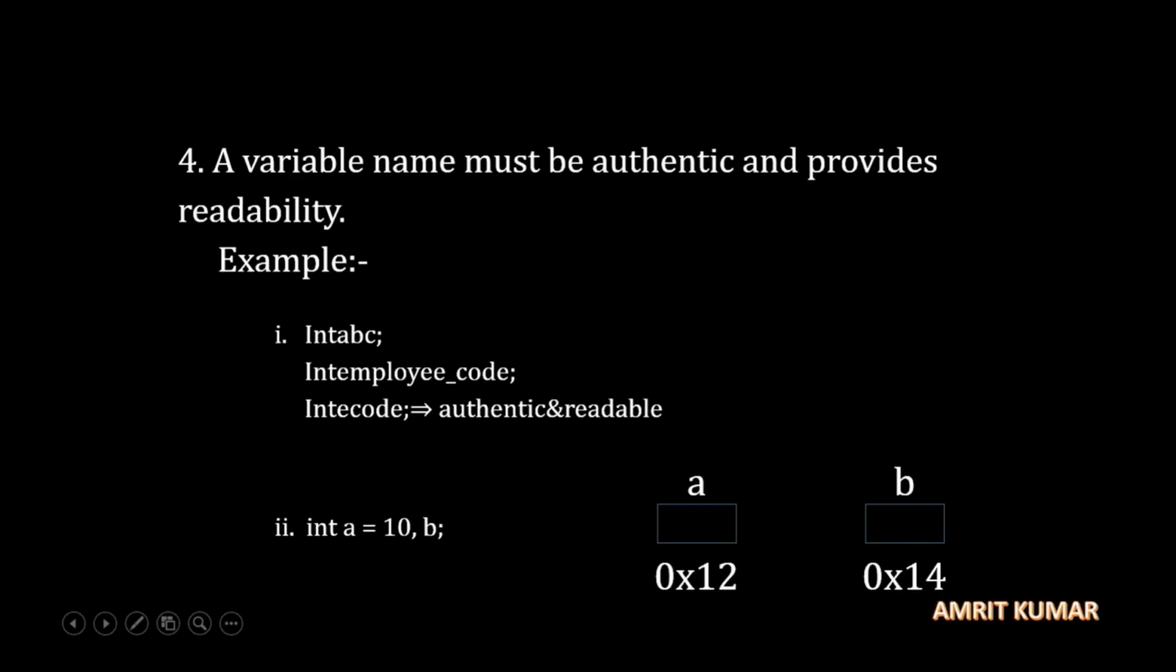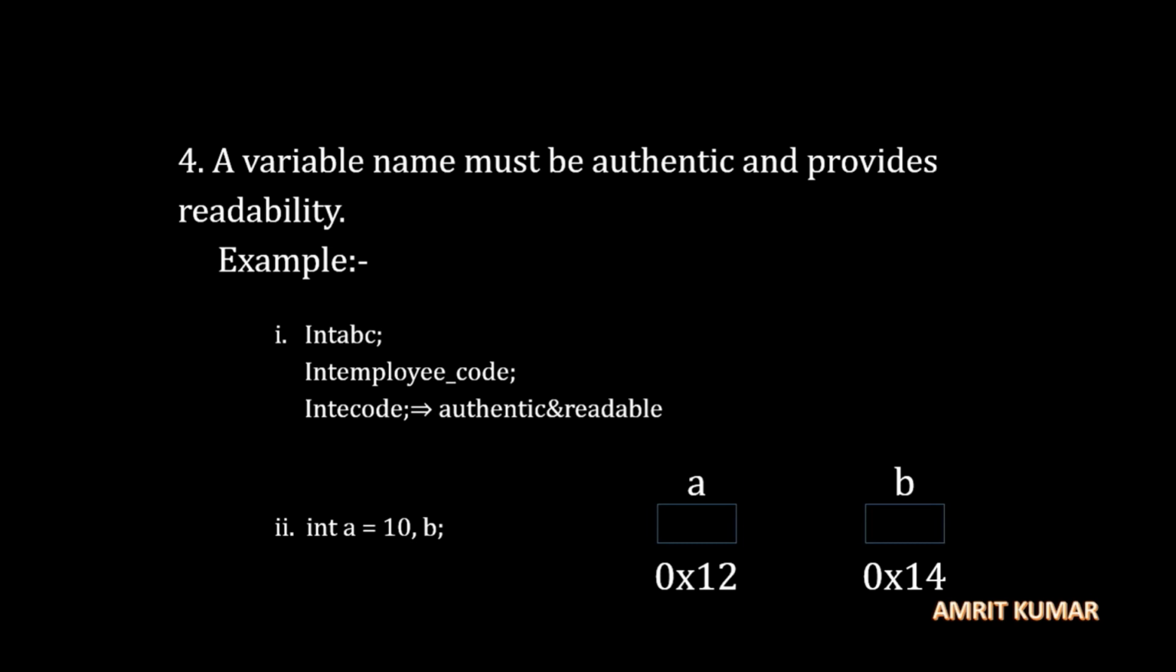Now moving on to the most important and last rule of the variable, that a variable name must be authentic and provide readability. That is so important. A variable name must be authentic, so it should not repeat, and provide readability. And we have to apply it with certainty.